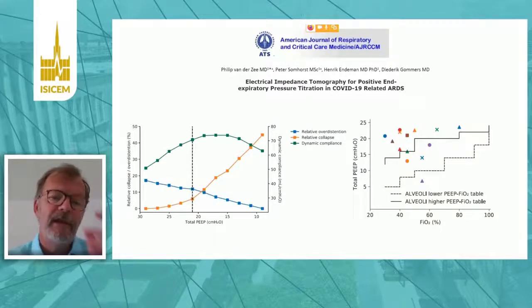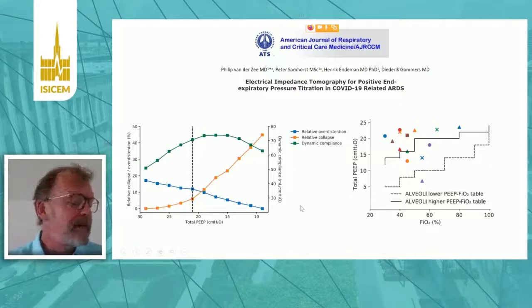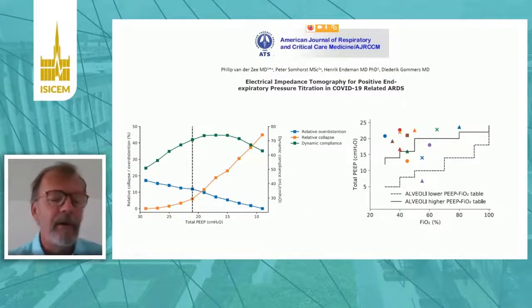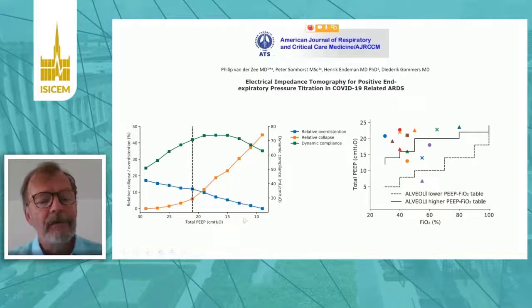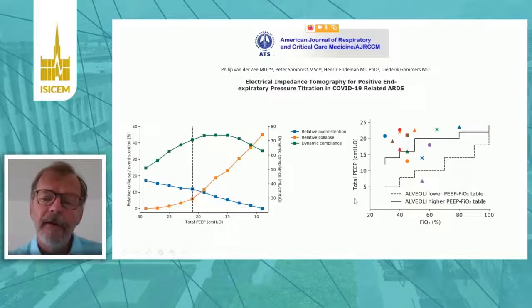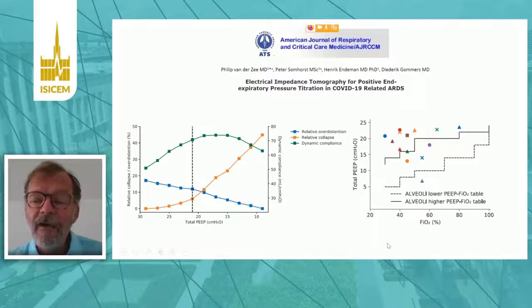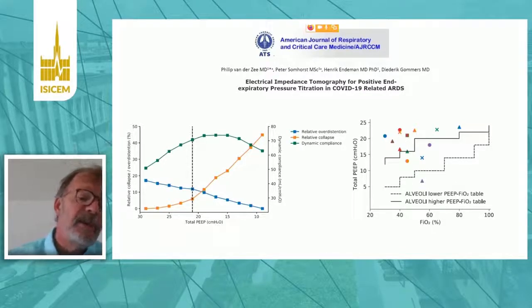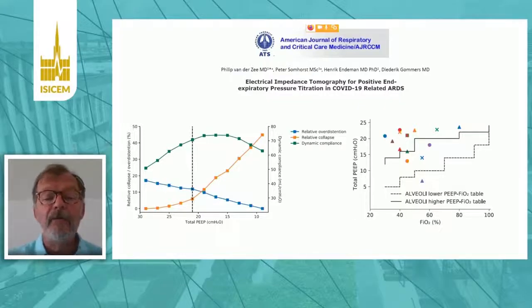So in this study, the authors decided that they wanted to have less than 10% of relative collapse, which may be a bit arbitrary. But doing that, well, they reach relatively high PEEP. You see on the right that their PEEP levels were, well, even higher than the dose recommended by the ARDSNet high PEEP FiO2 table. I say it's a bit arbitrary because at the same time, of course, you still have a substantial amount of hyperdistension, maybe more than 10%.